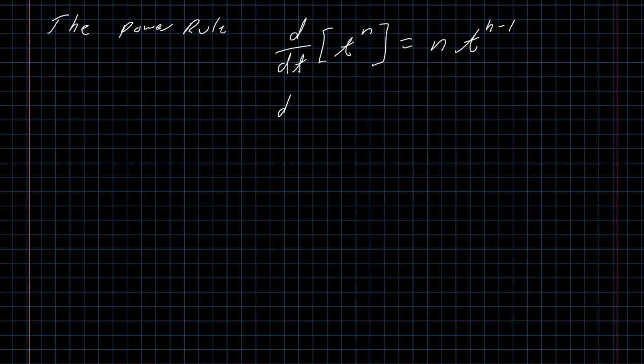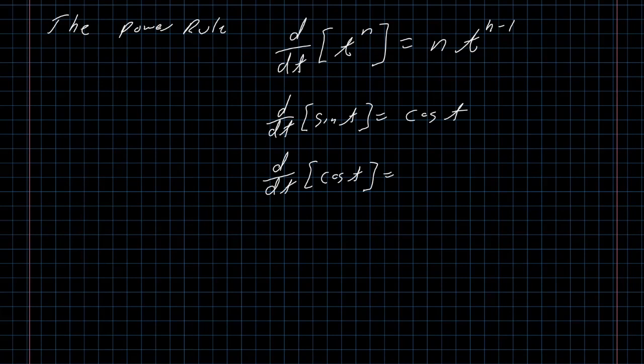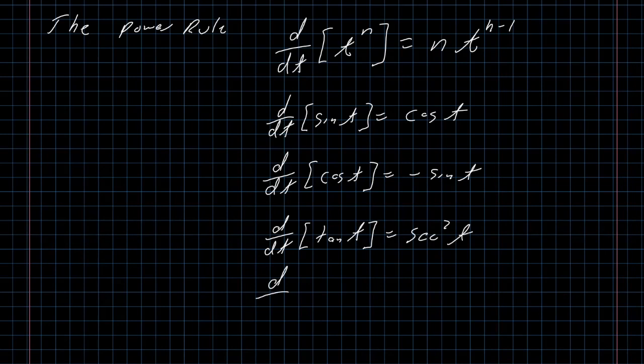Let's just quickly go through. The derivative of sine is cosine. The derivative of cosine is the negative of sine. The derivative of tangent is the secant squared, and the derivative of secant is secant times tangent.